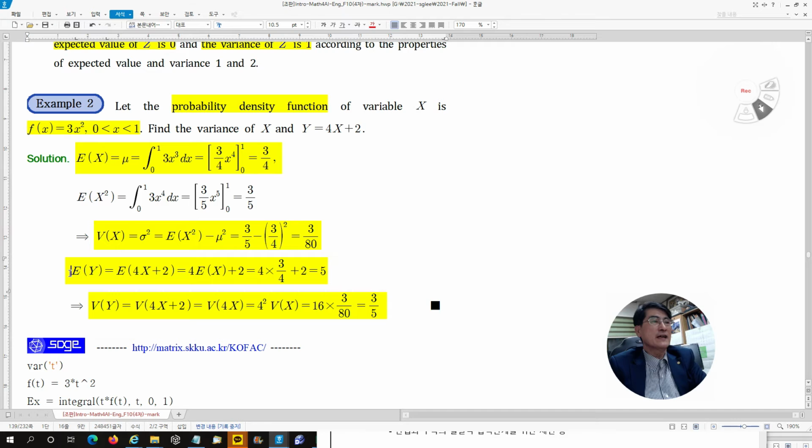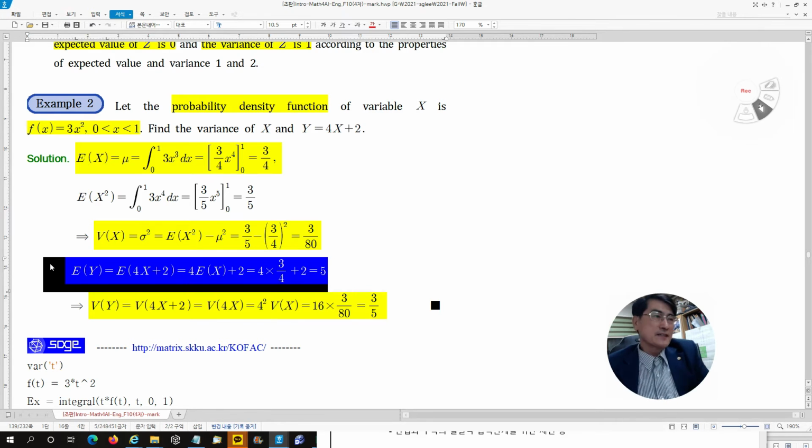And E of y can be written as E of 4x plus 2, because y is equal to 4x plus 2. So from the property of expectation, this can be written as 4 times E of x plus 2. E of x was 3 over 4, so the expected value of y is equal to 5.